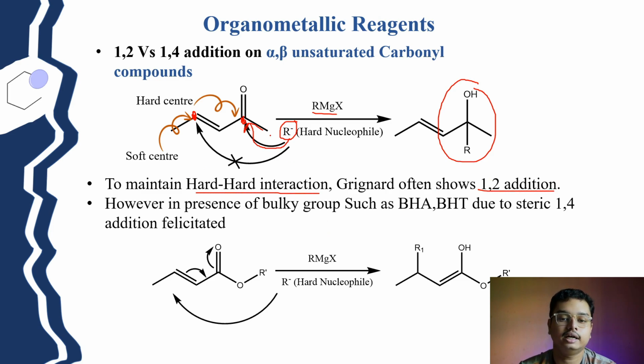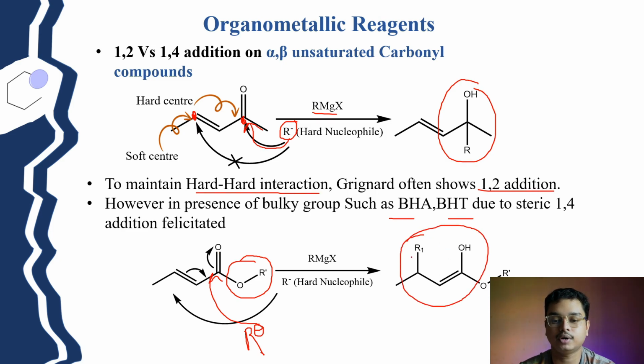But if a bulky group is present in the 1,2 addition area, such as BHT, this type of group, then this particular addition gets hindered because of steric reasons. In that particular case, sometimes 1,4 addition is facilitated and we get this type of compound. So this is a very exceptional case, but mostly in the case of alpha beta unsaturated carbonyl compounds, 1,2 addition takes place in the presence of Grignard reagent.